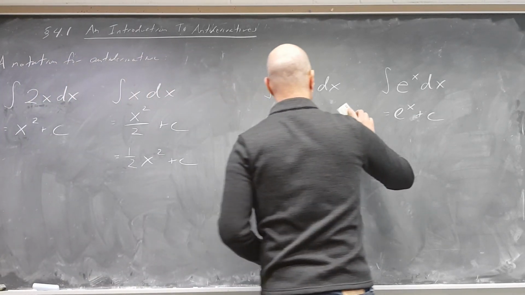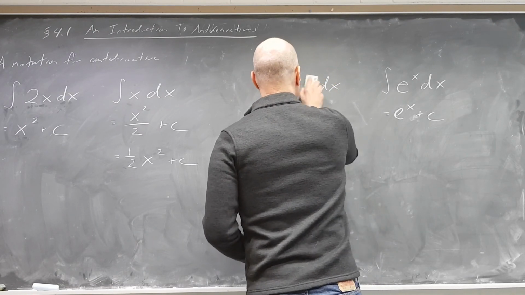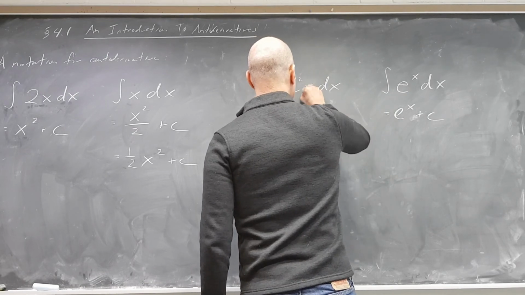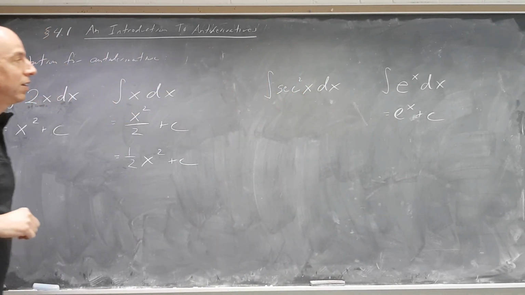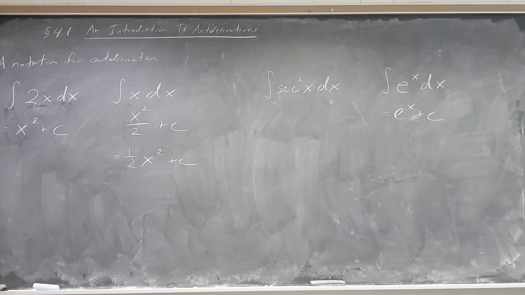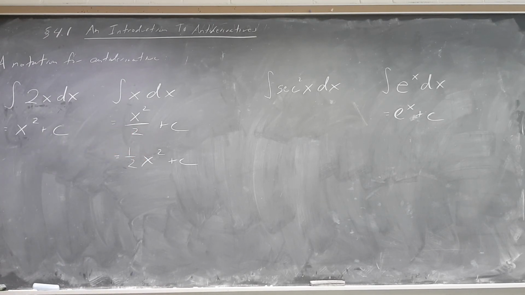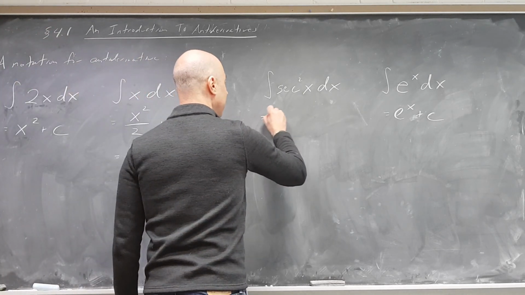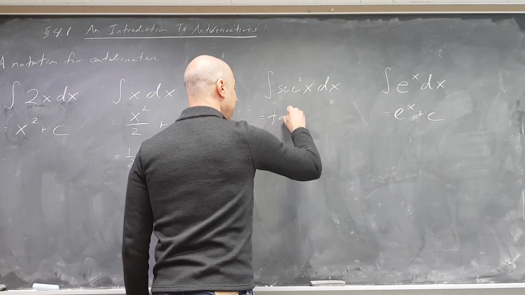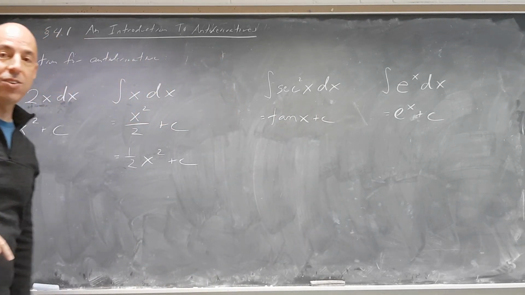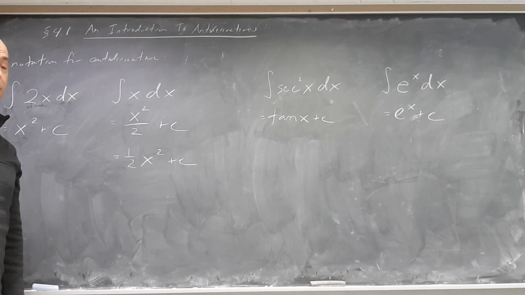Here's a memory test. What about secant squared of x? What was it that we took the derivative of to get secant squared? That should look familiar. It's hard to do these things in reverse. Well, we took the derivative of tangent of x. The derivative of tangent is secant squared. We worked that out using the quotient rule.